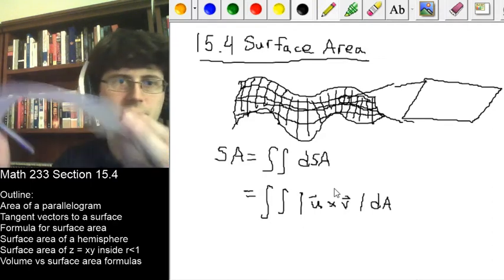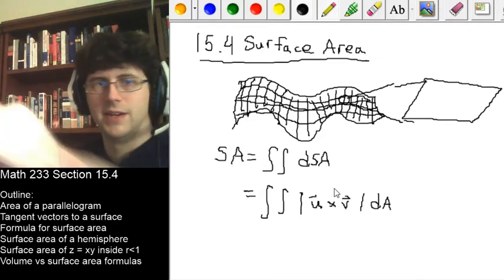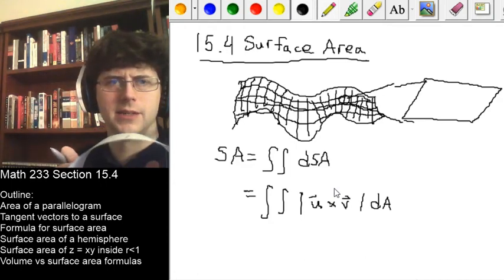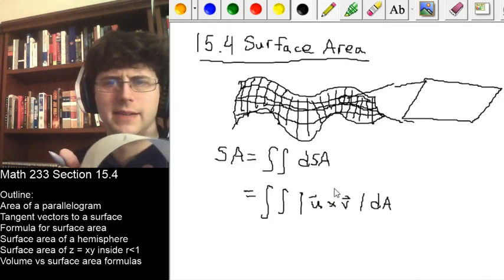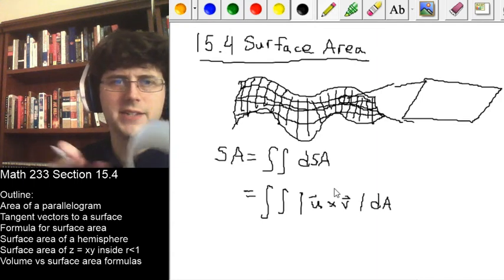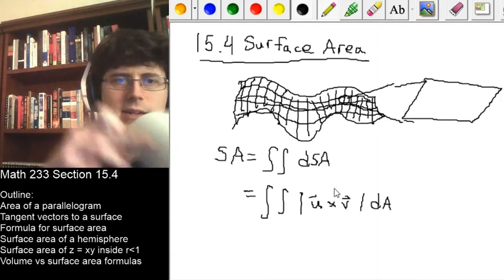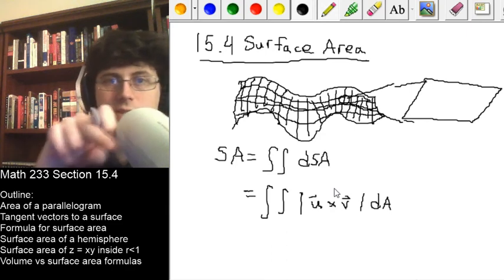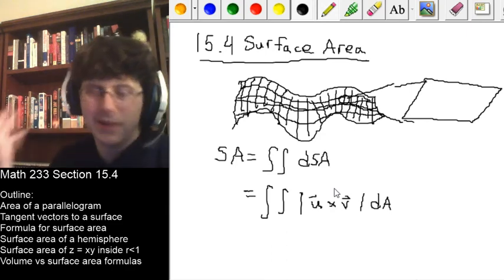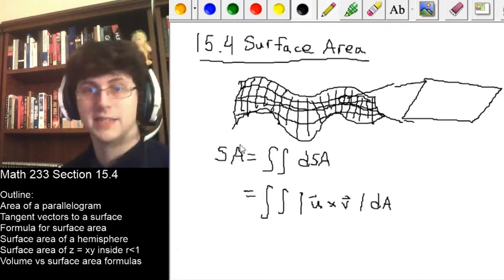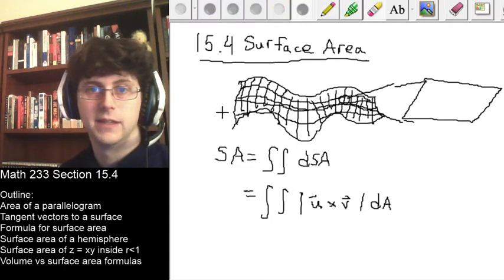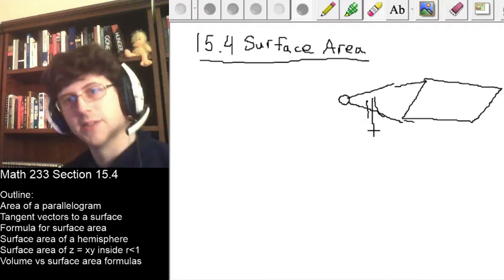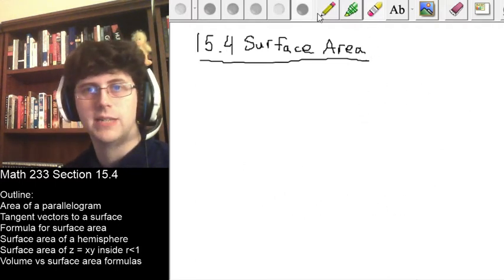So you've got some surface. Here's one I made out of our worksheet. If you want to zoom in really close and see what parallelogram you get, well, the vectors that make that parallelogram are going to be the ones that are just going along the surface. And the way to get vectors that go along a surface is to use tangent vectors. So to make our u and v so that we can make our surface area formula, I need two tangent vectors.